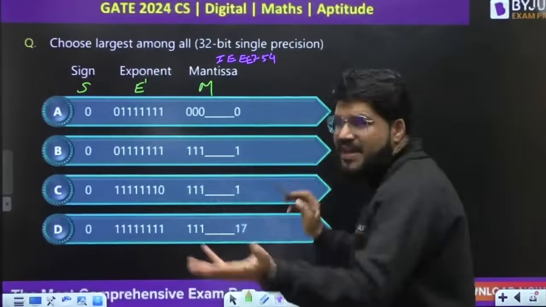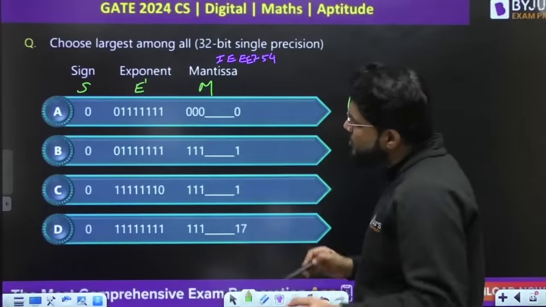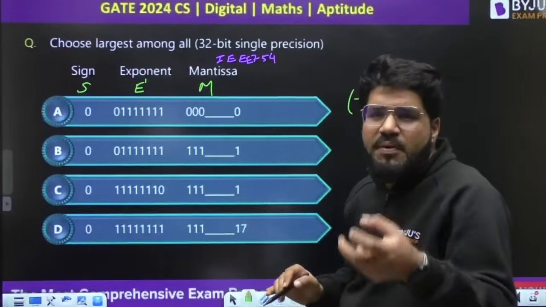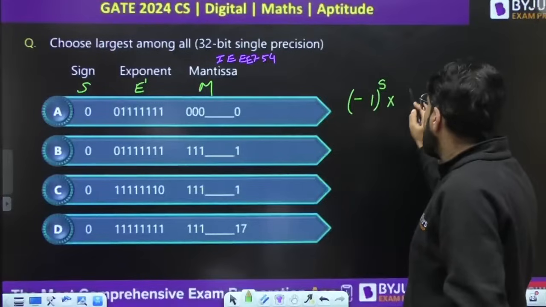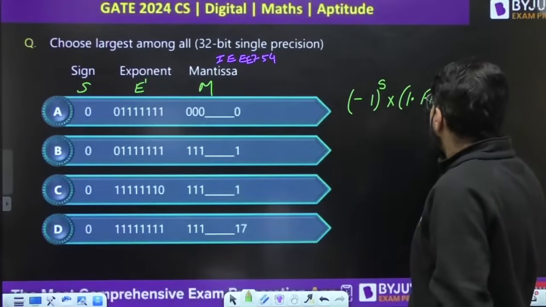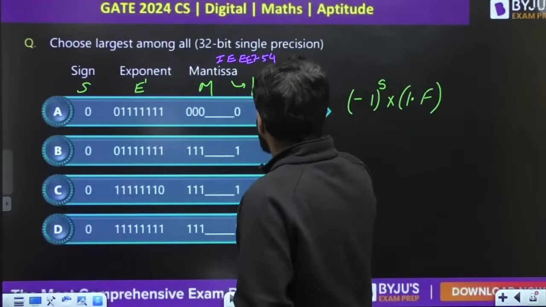But you know what is my technique of writing down the number quickly: -1 raised to the power sign bit, because if sign bit is 0, automatically -1 power 0 is plus. If sign bit is 1, -1 power will be minus. Into 1 point f. Now, from where do I calculate f? This will tell me the fractional part.